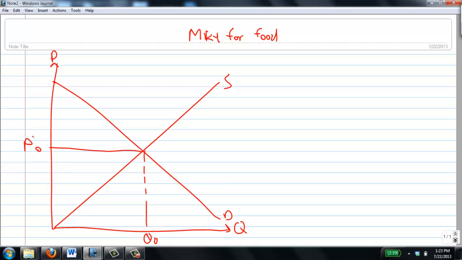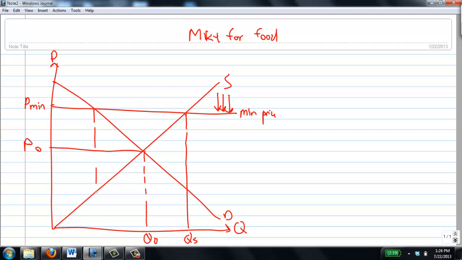Okay, so in this case, the government feels that this price P naught is a bit too low for farmers to actually feed their families by selling food at this price. So the farmers ask the government to help them raise the income by imposing a minimum price, which must be above the equilibrium. So this is P minimum. Because this stops the prices from falling below the minimum price, it is known as a price floor. At this point, the quantity supplied at this minimum price is here, and the quantity demanded at this minimum price is here.